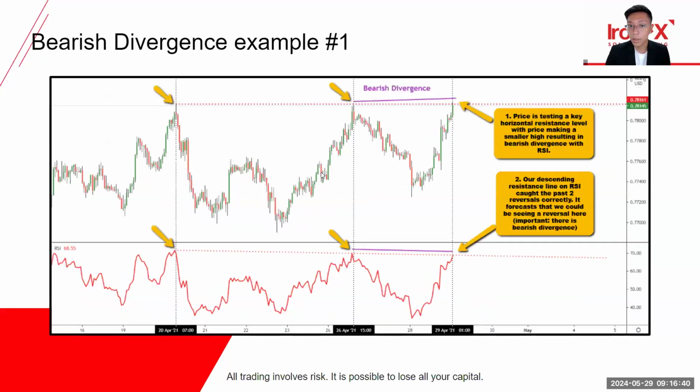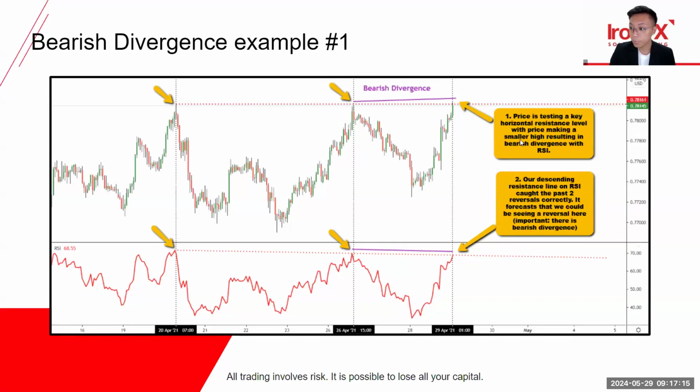Next thing would be bearish divergence. This is the first example of bearish divergence. Price is now testing a key horizontal level right here because we have one point of resistance, two points of resistance, and we are seeing if price could actually break this resistance level. If it breaks, then we need to look for bearish divergence, because bearish divergence is when price has made a higher high on the actual chart and the RSI is making a lower high instead.